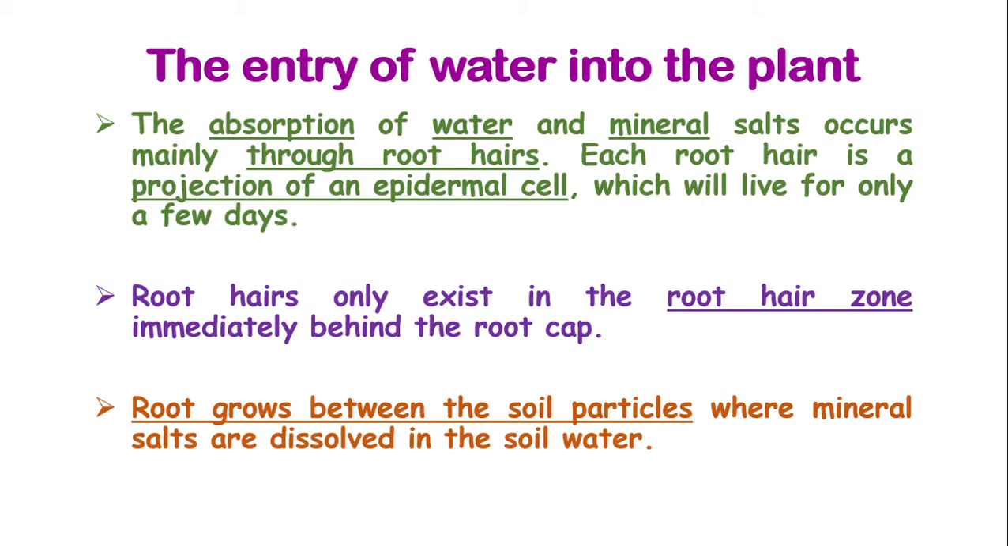Okay, we have some steps involved in absorption of water by plants. I'll go through it, then with a picture I will explain everything. The absorption of water and mineral salts occurs mainly through root hairs. Each root hair is a projection of an epidermal cell which will live for only a few days. Root hairs only exist in the root hair zone immediately behind the root cap. Roots grow between the soil particles where mineral salts are dissolved in the soil water.